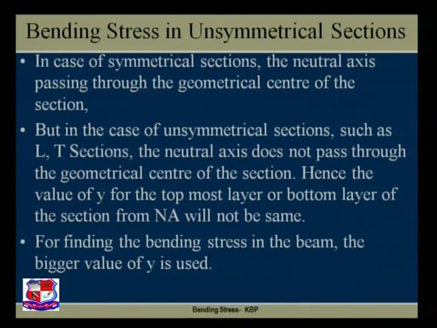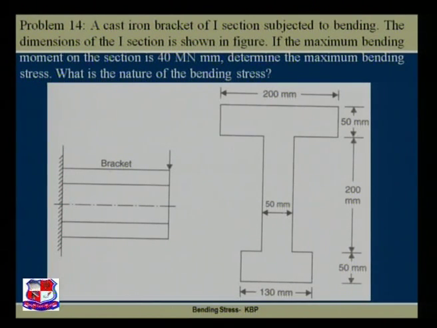Hence, the value of y for the topmost layer and the bottommost layer of the section from the neutral axis will not be the same, and hence we have to first find the neutral axis. That is, for finding the bending stress in the beam, we have to use the bigger value of y, and to find the value of y we have to use the basic concept of the CG. We have to find the value of y first, then the value of I, and then the bending stress. Let us go ahead and solve this particular problem.